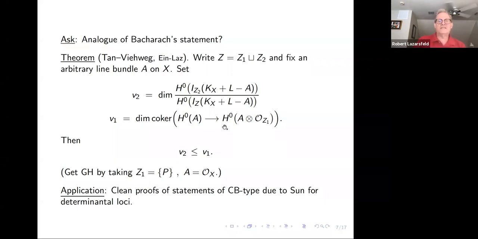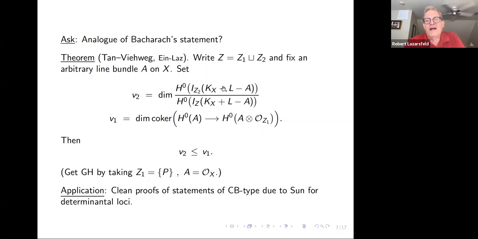This number of new equations is less than or equal to the failure to impose independent conditions. And again, the reason you don't expect equality is that when you muck around with these Koszul complexes, we're not assuming any vanishings here. I'm not assuming any positivity. So when you muck around with these Koszul complexes on projective space, you get a lot of vanishings just because you're dealing with cohomology of line bundles that don't happen in general. But again, this is a statement that implies the classical one, in the same way as before. Take Z1 to be a point and take A to be the trivial line bundle. And again, then this V1 is 0-dimensional. A single point imposes independent conditions on constant functions.